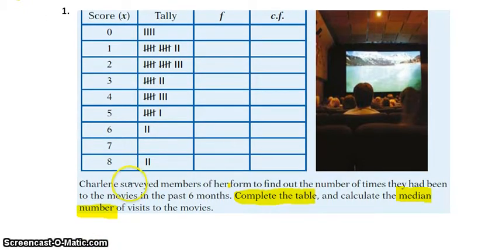Here's what it says. Charlene surveyed members of her year form to find out the number of times they'd been to the movies in the past 6 months. They want us to complete the table and calculate the median number of visits to these movies.